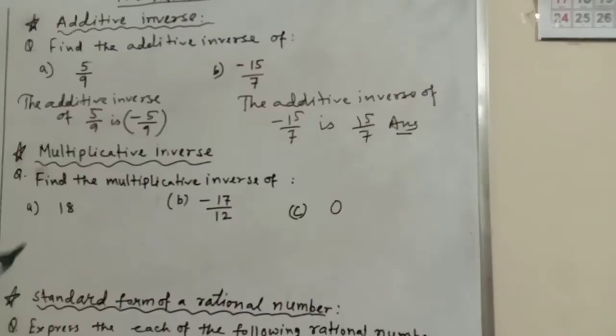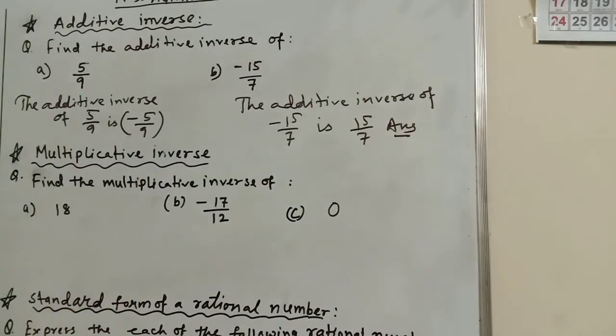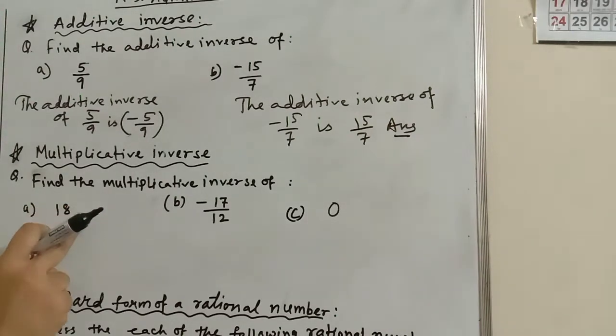Next point is multiplicative inverse. What do you mean by multiplicative inverse? If any number is given to you and you have to write its multiplicative inverse, that means the number by which you multiply the given number to get the result 1. That means its reciprocal. The number is given here, you have to find its reciprocal.